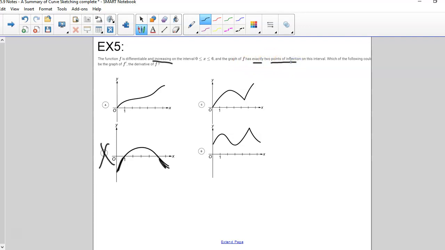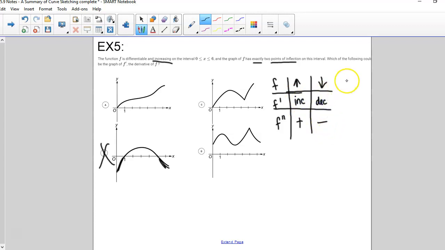The other information we have is that the graph of f has exactly 2 points of inflection. Okay, so this is kind of like we were looking at yesterday. Points of inflection, you got f, f prime, and f double prime. We know if we have a positive second derivative, we're concave up. If we have a negative second derivative, we're concave down. But if we have a positive second derivative, what's that tell us about the first derivative? It is increasing. And then if we have a negative second derivative, we are decreasing.